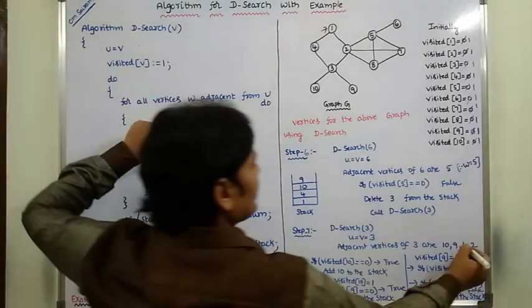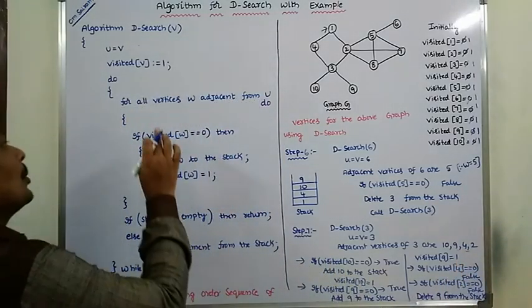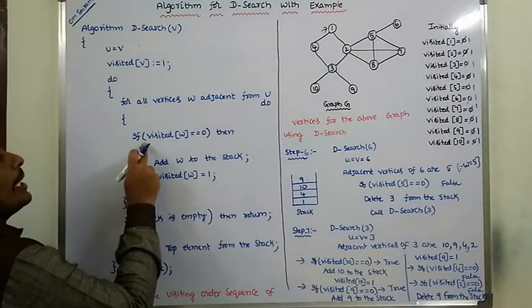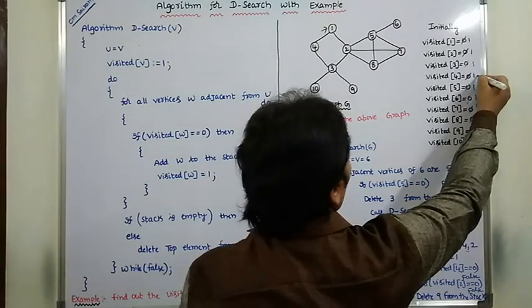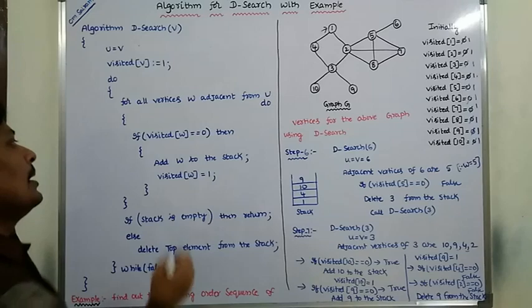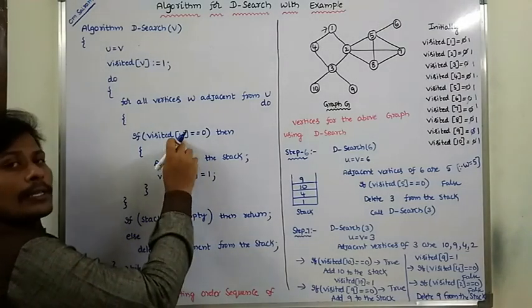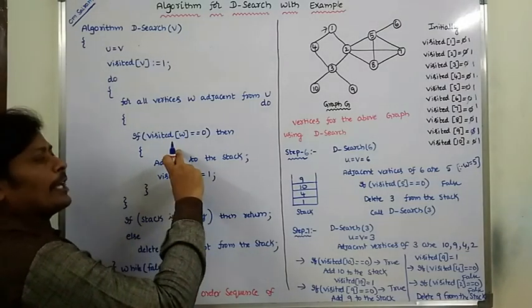Now the next adjacent vertex is 4. So this condition is true. Brace begin. If visited of 4 is equal to 0. So this is false. Already it is visited. So this condition is false. The control does not enter into the if block.